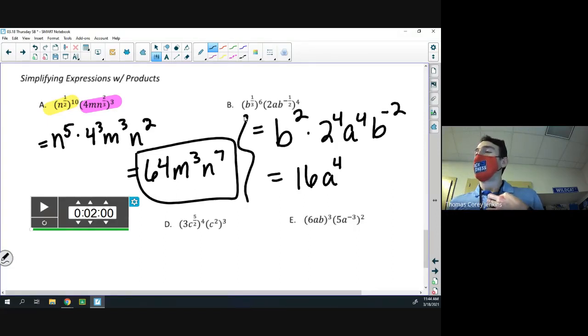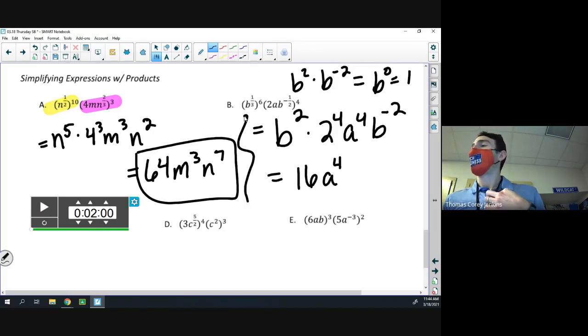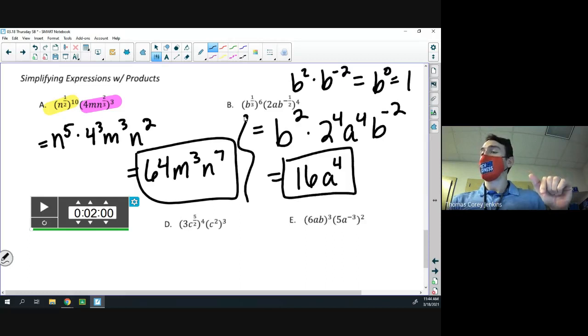And then my power of b would be b to the 0, because 2 plus -2 is 0. And then anything to the power of 0 is equal to 1. So it's just 16a to the 4th times 1. So we just write that as 16a to the 4th.